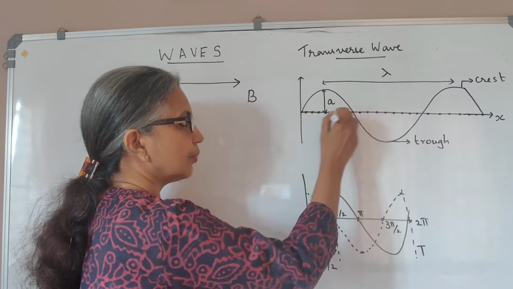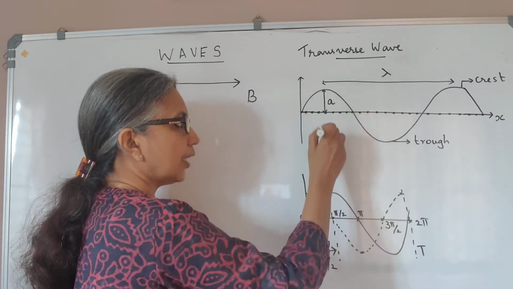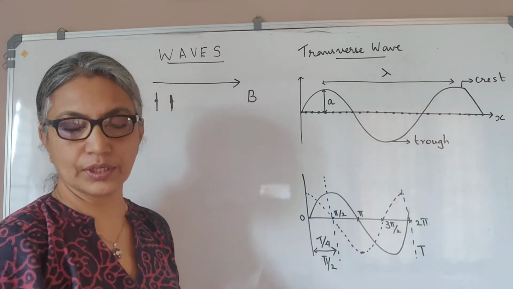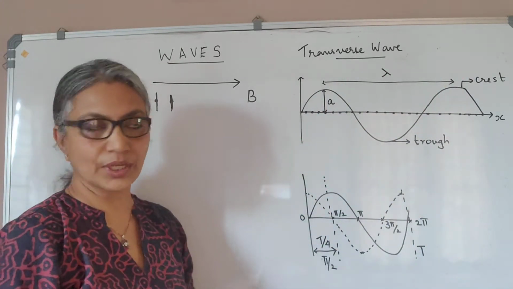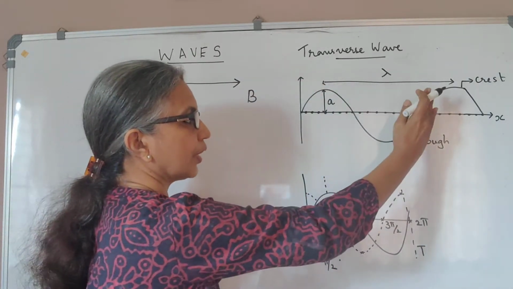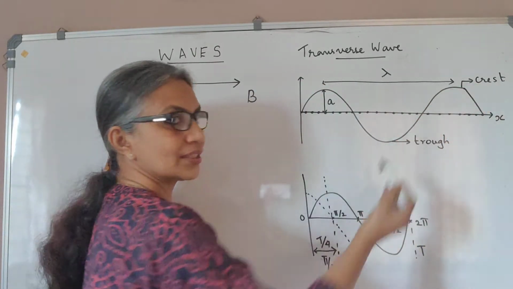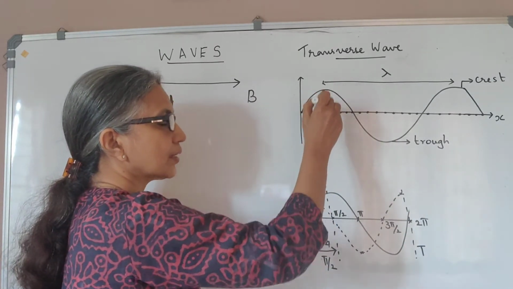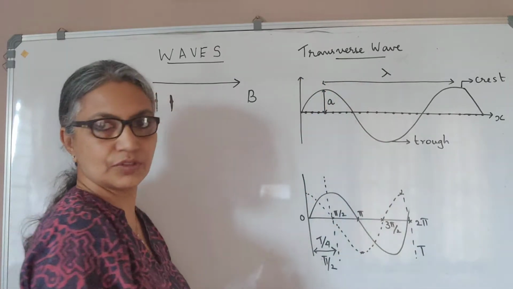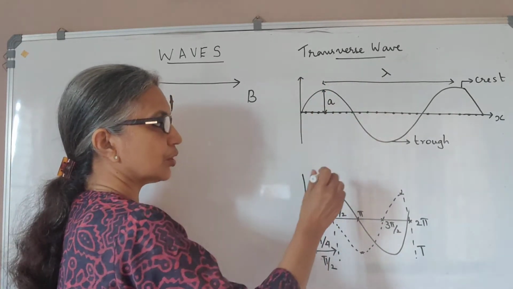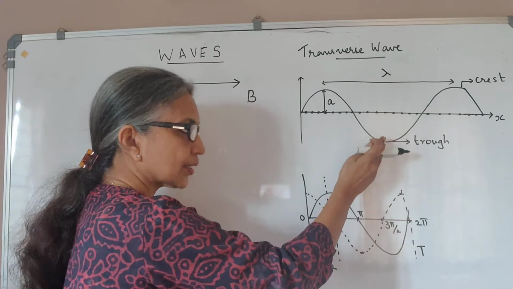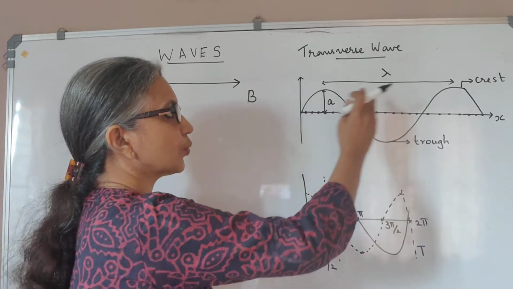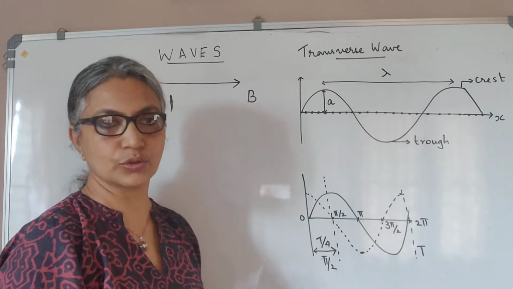Each of these particles of the medium is oscillating in a direction that is perpendicular to the direction of propagation of the wave. Such a wave is what you call a transverse wave, and the transverse wave propagates in the form of what you call crests and troughs. So the crest is the maximum displacement along the positive direction from the mean position, and the trough is the maximum displacement in the negative direction from the mean position. So a transverse wave propagates in the form of crests and troughs.